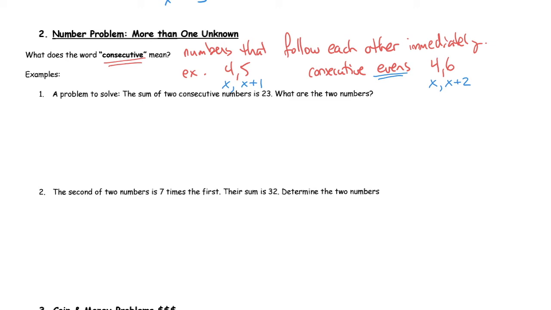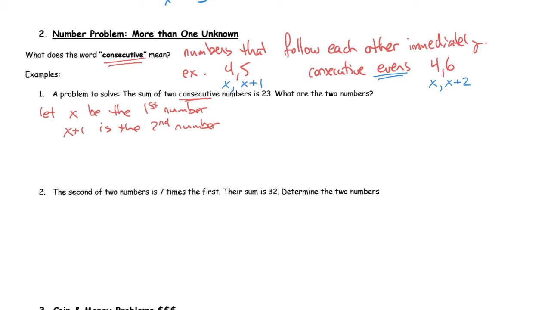So a problem to solve. Here we go. The sum of 2 consecutive numbers is 23. Now I'm going to introduce for myself here a let statement. I'm going to give myself just a little bit of extra help with this. I'm going to let x be the first number, and I'm going to be right up front with what I'm doing here. x is the first number. Now, that means if I'm talking about two consecutive numbers, that x plus 1 is the second number.